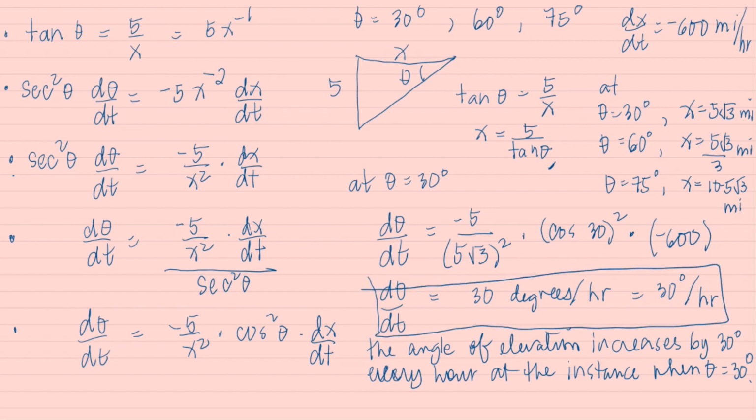Now, using the same procedure, I will not show the substitution anymore, but you will find that at theta equals 60 degrees, d theta over dt is positive 90 degrees per hour. And at theta equals 75 degrees, d theta over dt is 111.96 degrees per hour. So that is the solution for the given problem.